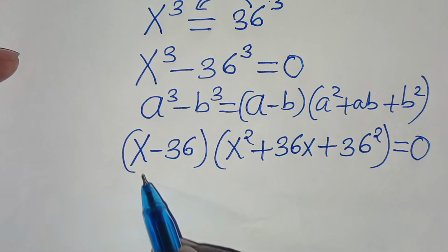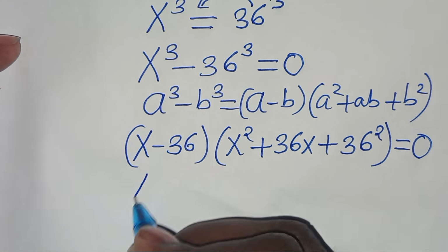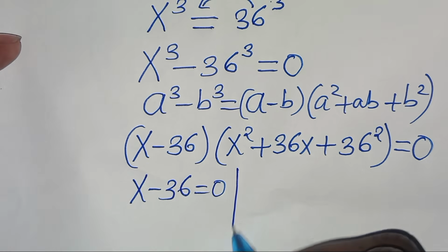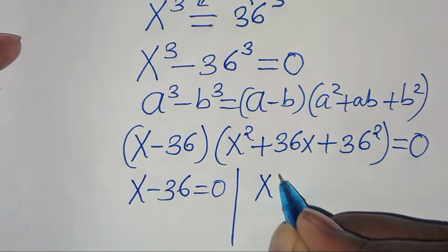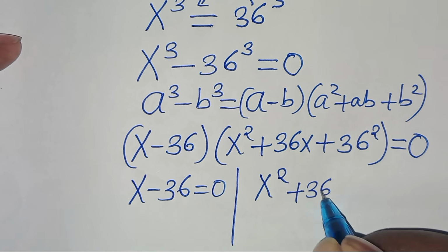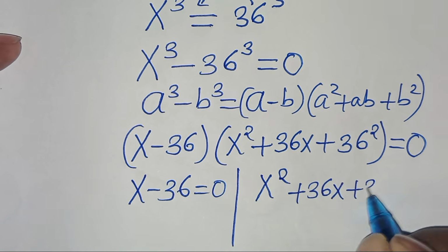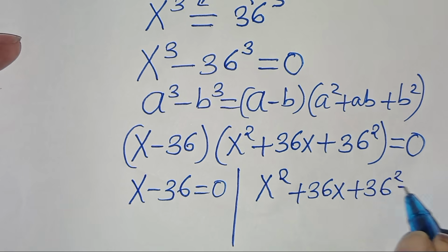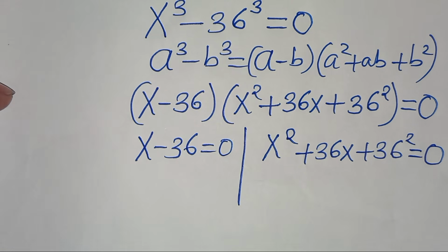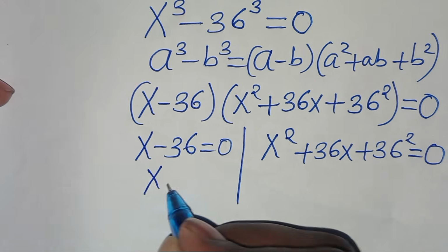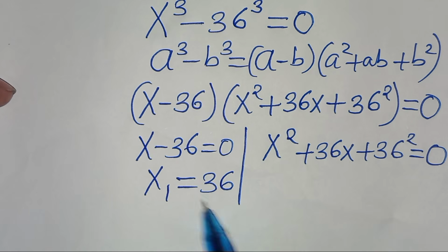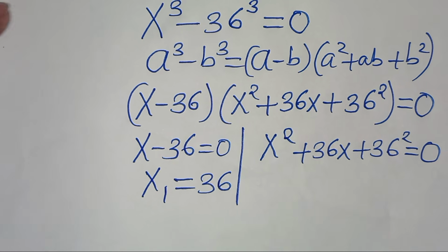Now, here we have got two parts. We have x minus 36 equal to 0. Then we have a quadratic equation here, which is x squared plus 36x plus 36 to the power of 2, equal to 0. Now, we have the first real solution here, which is 36. x1 is equal to 36. This is a real solution here.